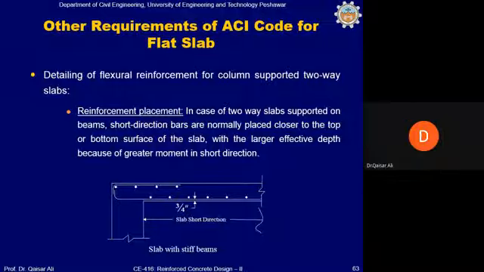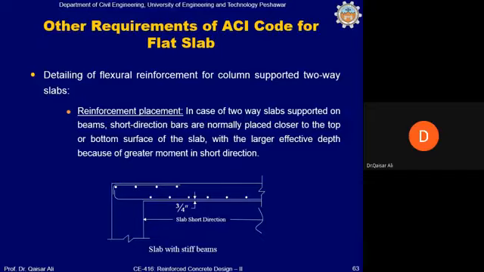In the case of two-way slabs supported on beams, short direction bars are normally placed closer to the top or bottom surface of the slab with a larger effective depth because of greater moment in the short direction. You know this: when there are beams in the slab system, two-way slabs with beams, then the bending moment along the short direction will be more than the bending moment along the long direction. And for this reason, we prefer placement of reinforcement closer to the bottom or top side along the short direction in order to provide more effective depth.